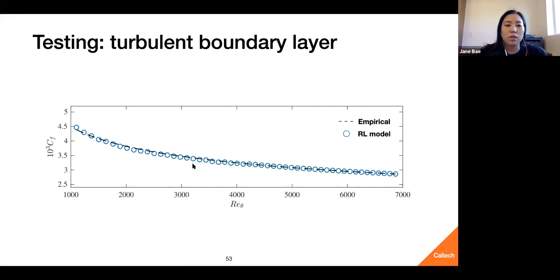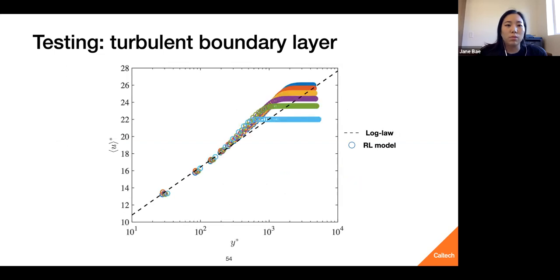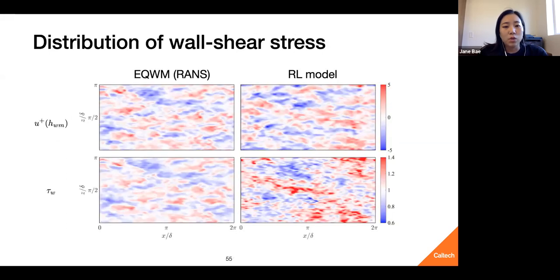So we can expect that the model can be extended to different flow geometries, not just the channel case. It does work for a turbulent boundary layer as well. One final thing that I wanted to mention about this model is the mean velocity profile for the boundary layer case. You can see that again at different streamwise locations, you still see a very good match with the log law.